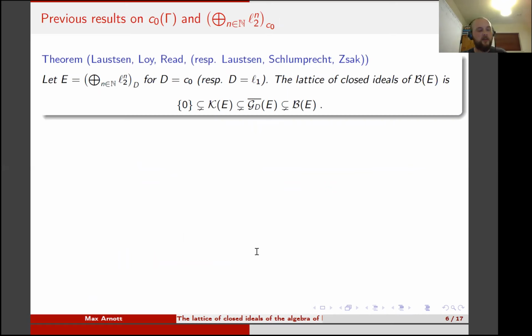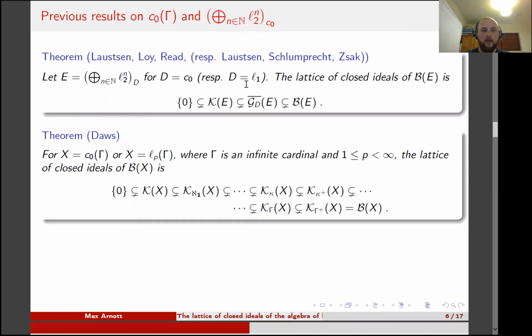So here are these lattices of closed ideals I was talking about. For the L2 sum, the C0 sum of the finite dimensional L2 spaces, you have 4 closed ideals. You've got the trivial ones being 0 and the entire space of bounded operators. And then you've got the compact operators and the operators approximately factoring through D, where D is C0 in our case, but as I said, it also works for L1. And the lattice of closed ideals for C0 of gamma, or L_p of gamma, is given by 0, the compact operators, the L_1 compact operators, all the way going up to the gamma plus compact operators, which are equal to the entire space of bounded operators.